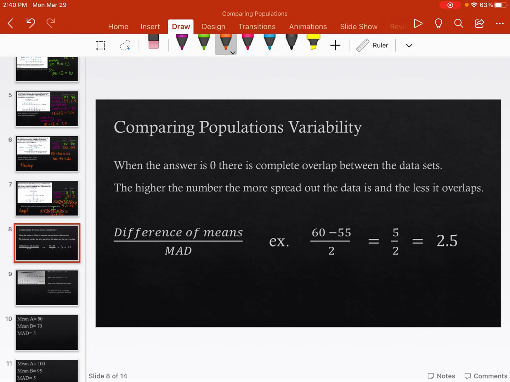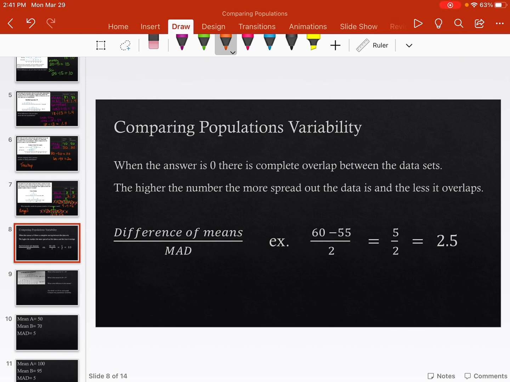So now we want to be able to compare our population's variability between the two different sets of data. And it's really easy to do when they give you a picture. So I'll show you one with a picture, but sometimes they're not going to do that and they're just going to give you some numbers.